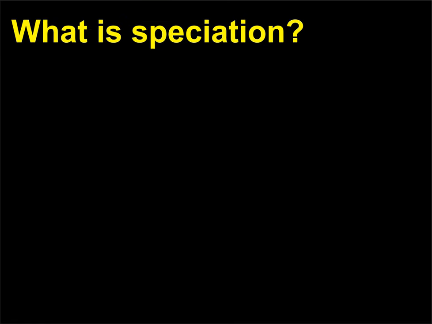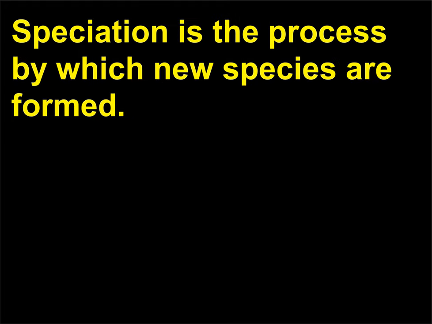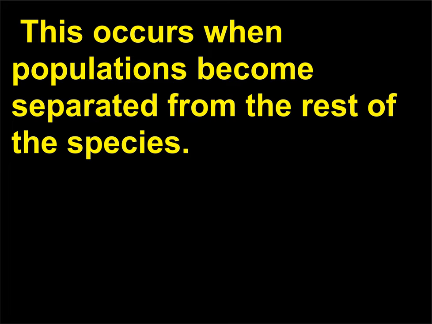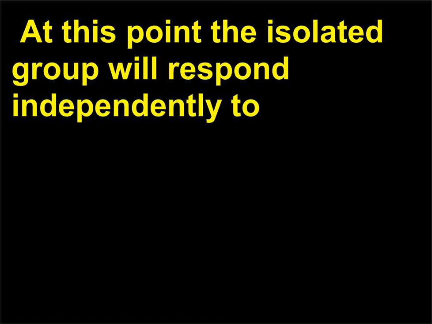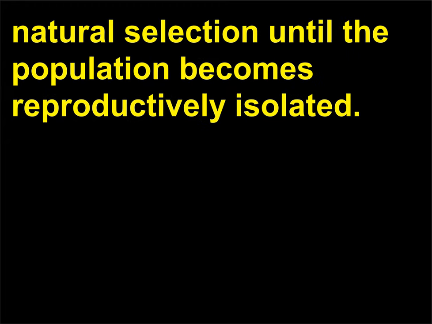What is speciation? Speciation is the process by which new species are formed. This occurs when populations become separated from the rest of the species. At this point, the isolated group will respond independently to natural selection until the population becomes reproductively isolated. The group is then considered a new species.